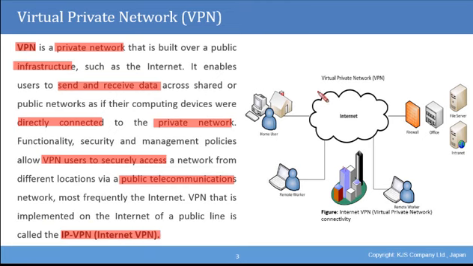Here we can see a diagram of what a VPN would look like. Here we have a home user, a remote user, and another remote user over here. These can all access the private network here in the file server and the intranet at the office through this firewall. As we mentioned here, functionality, security, and management policies allow these VPN users to securely access a network from different locations using, in this case, the Internet as the intermediary and the public communication network.